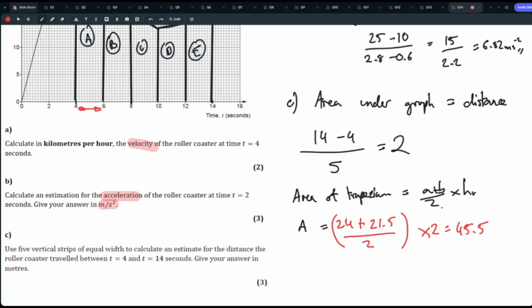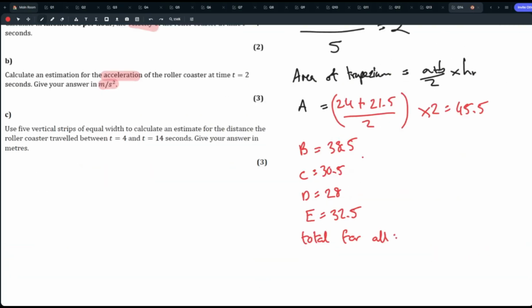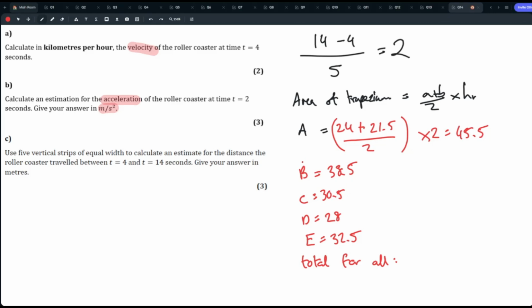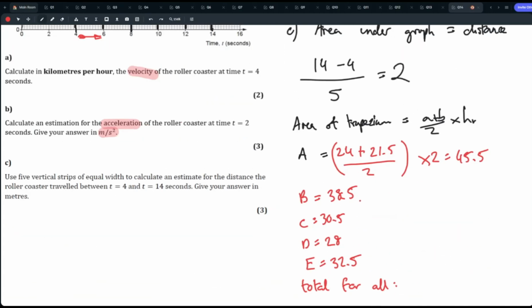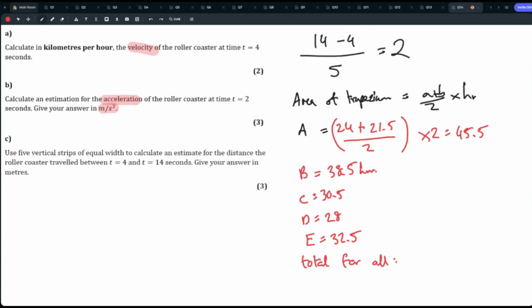I'm just going to go ahead and do this for all of these, but that's how you would work it out. So I've done all of these now: B, C, D, and E. I did it exactly the way that I did it for A, using the trapezium formula. And these are all kilometers. So once we add all of these together, we get 175 kilometers. Okay, and that is our final question and our final answer. I hope this has been helpful, and part 3 is coming up soon.